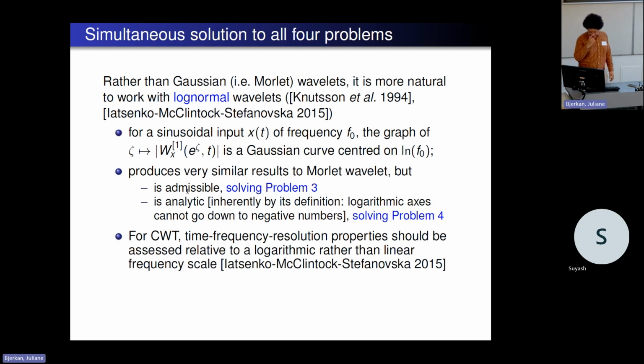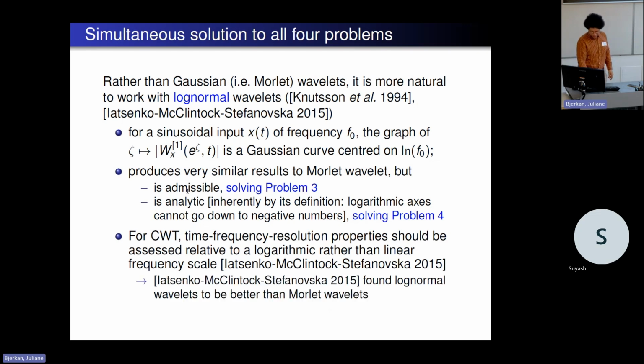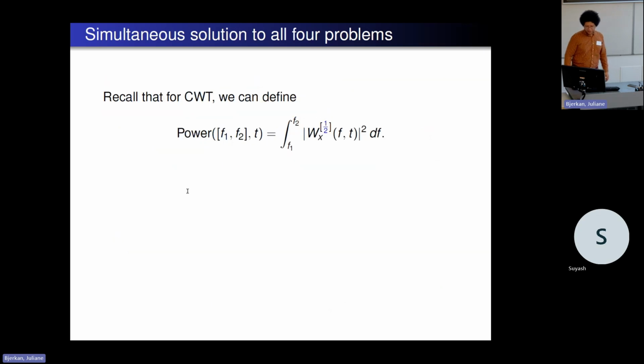And incidentally, when you consider time frequency resolution properties with the logarithmic frequency resolution, it turns out that log normal wavelets seem to have better resolution properties than the Morlet wavelets. Now, recall that for the continuous wavelet transform, I said that the power of a frequency band is the integral of the power spectral density using p equal to 1/2. And this was the source of my other two problems.